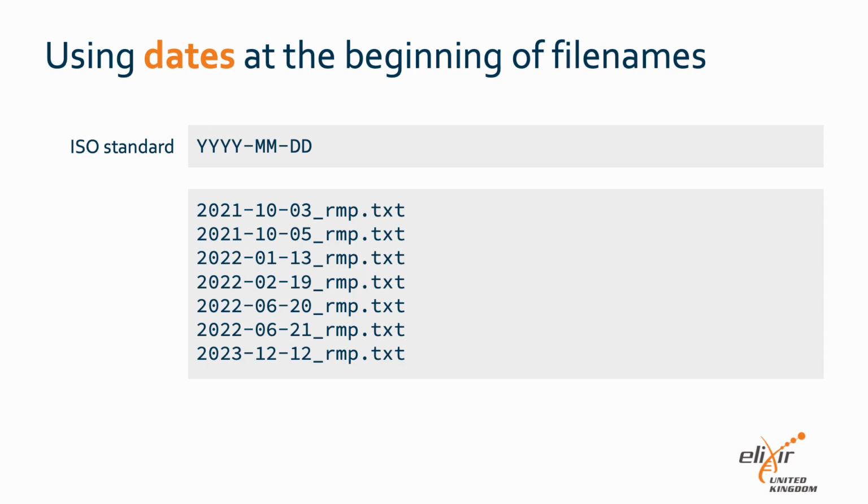The same is true when using dates at the beginning of file names to be able to view files in chronological order. Here the date is placed at the beginning of the file name and uses the ISO standard. This standard puts the year before the month and then day, similarly to the way a time works with hours, minutes, and seconds. By using the ISO standard, files will always be listed in chronological order.